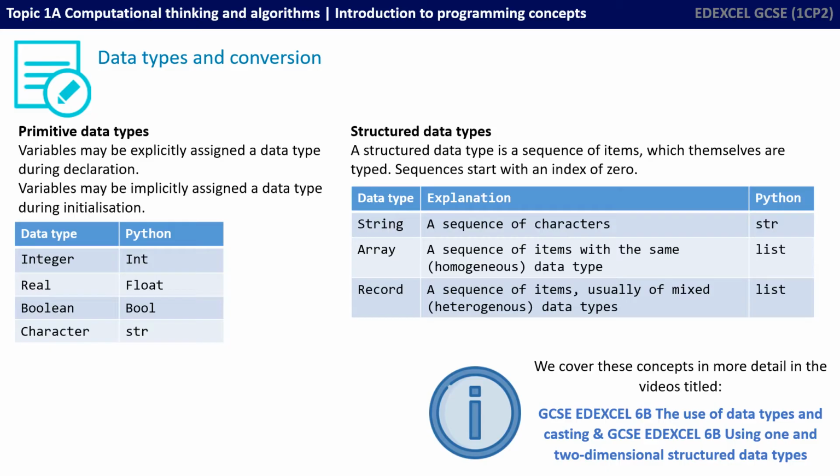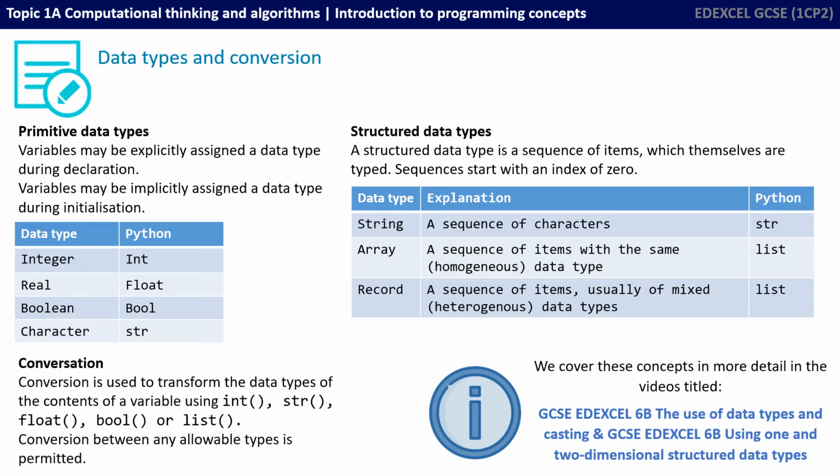We then have what are called structured data types. A structured data type is a sequence of items which themselves are data types, and sequences start at 0. So we have a string, which is a sequence of characters. We have an array, which is a sequence of items with the same data type. And we have a record, which is a sequence of items, usually with mixed data types.